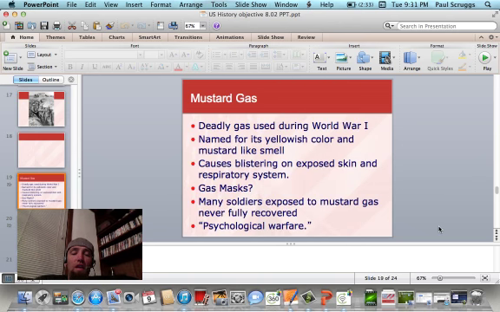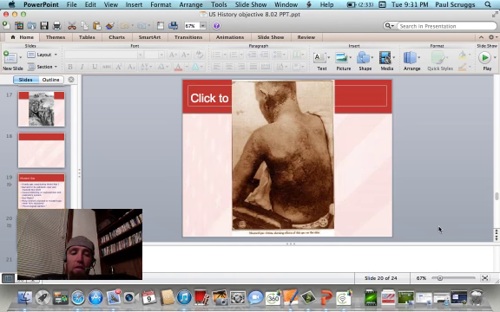I've got there that mustard gas was the most commonly used one. There were some others, but this was also kind of psychological warfare because it kept the soldiers on edge and freaked out. And in this image, you see a soldier that's been exposed to some mustard gas.